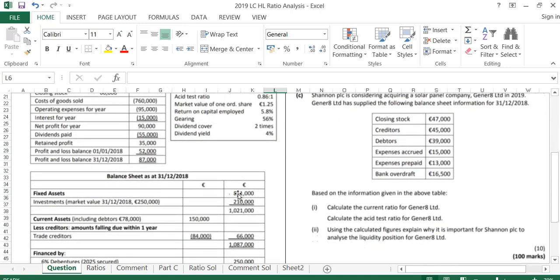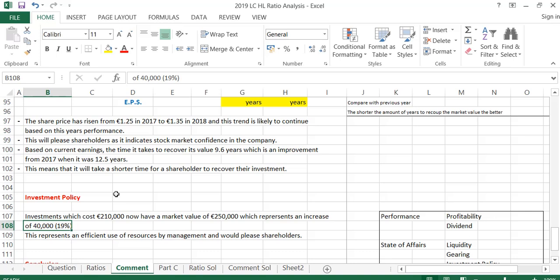So the cost 210,000, the market value is 250,000, so they've gone up by 40,000. Obviously, if the market value is less than what you bought them for, it wouldn't be good. But this is good, it's improved by 40,000. So simply we're just going to say investment which cost 210,000, now with a market value of 250,000, which represents an increase of 40,000, which is a 19% increase. This represents an efficient use of resources by management and would please shareholders. Obviously, if it went down, it wouldn't be efficient use of resources and it would not please shareholders.